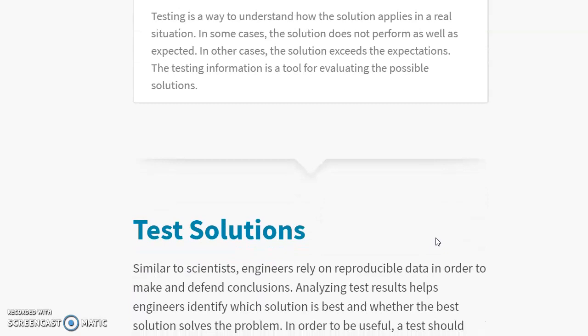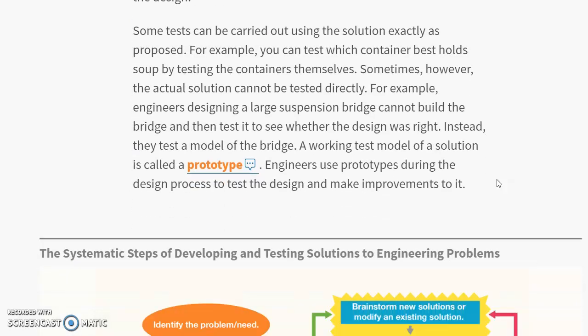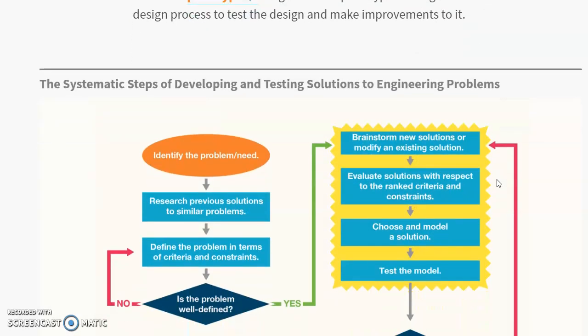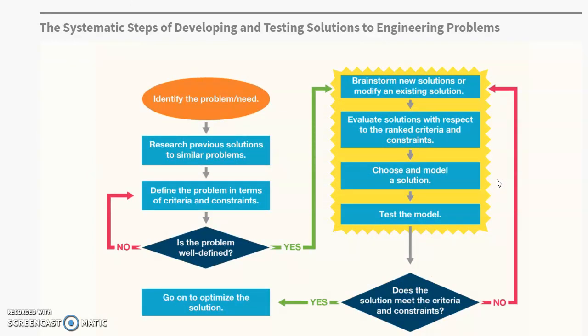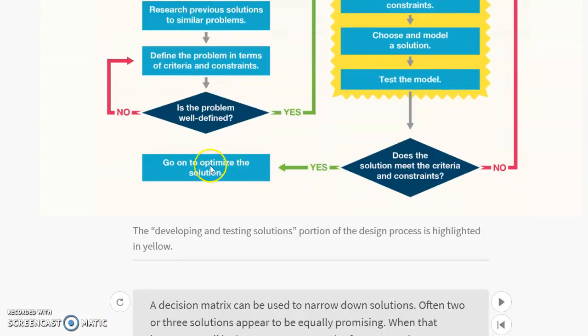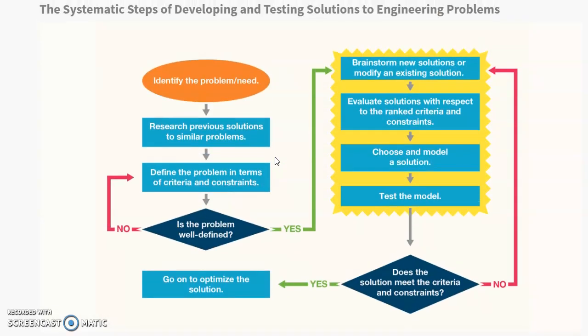The solution does not perform as well as expected. In other cases, the solution exceeds the expectations. The testing information is a tool for evaluating possible solutions. Okay, so you find the solution, and then it's really important that you test them and make a prototype, which is a working test model, to really put it through the test and see how it does, right?